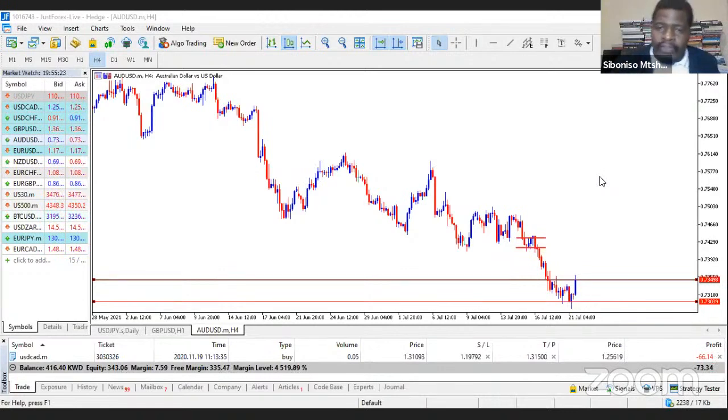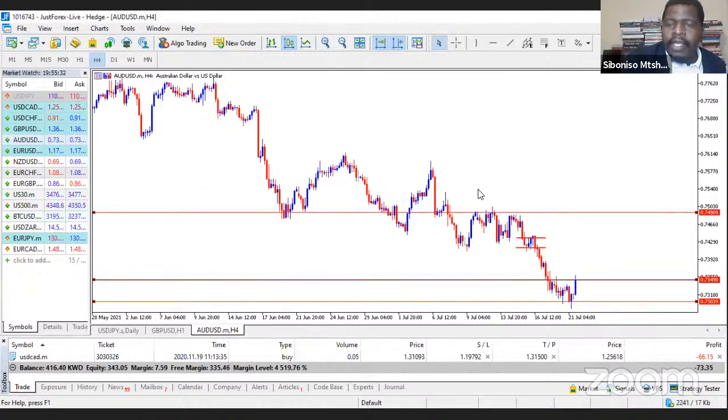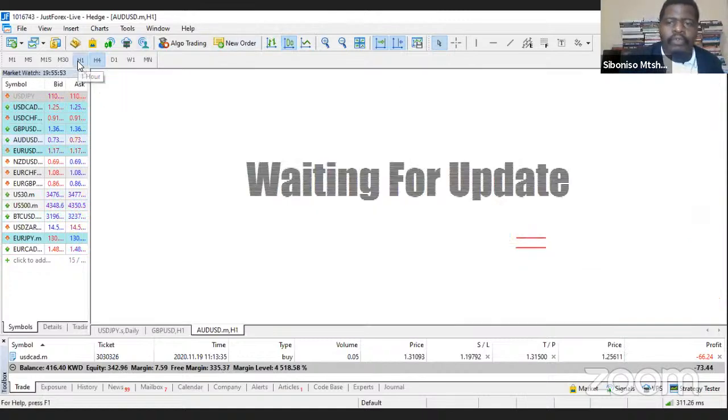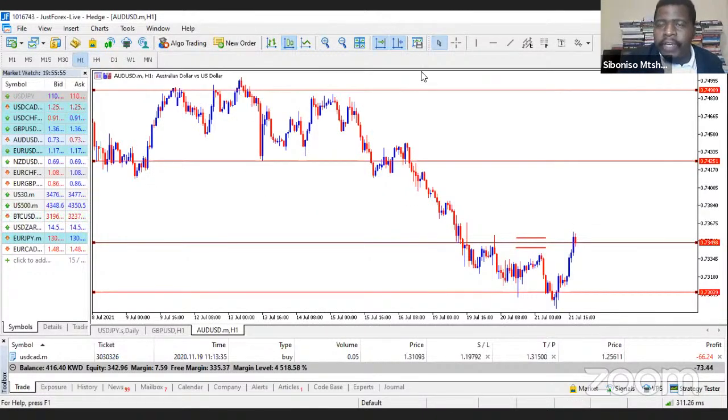All right, so those are the few things that I need you to understand. Obviously, you can even look at it at a bigger picture. The beauty about all these levels is that even tomorrow or next week, they will still be assisting you, giving you some beautiful levels that may help you determine other opportunities that may exist. So let's move back to a 1 hour time frame and see what is happening.